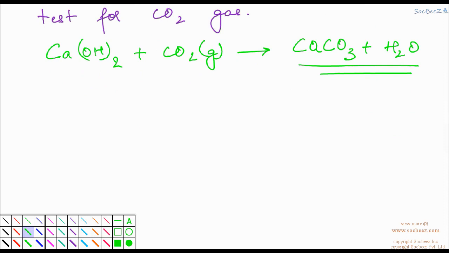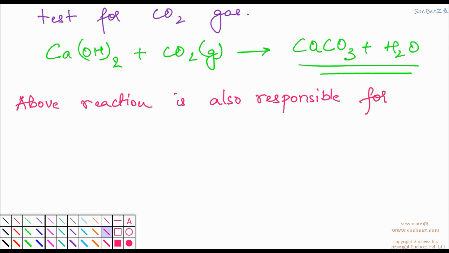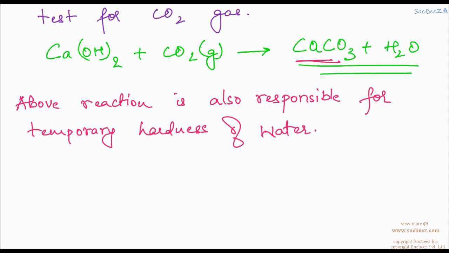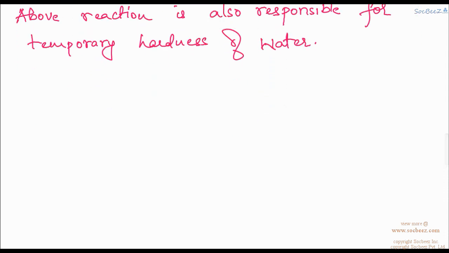Okay, now the above reaction is also responsible for temporary hardness of water. You must have studied that there are two types of hardness, temporary hardness and permanent hardness. Temporary hardness can be removed. Hardness is because of the carbonates of calcium and magnesium. So this reaction also leads to formation of calcium carbonate, which makes water hard, but it can be removed easily. Okay, so that's all for carbon dioxide.